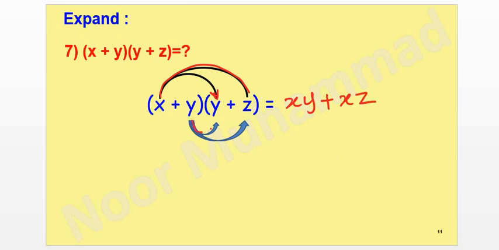Now y times y, because both are the same letters and positive times positive will remain positive. Y times y, same letters, their exponents will be added, so it will become y squared. Now y times positive z. So positive and positive will give us positive, and because they are different letters, they will be written side by side. So it's yz.